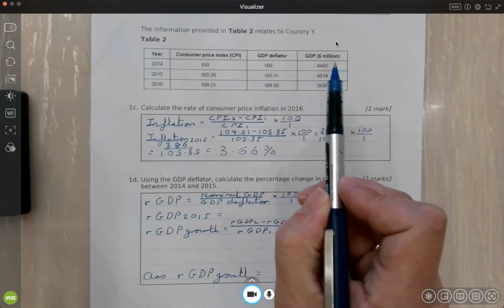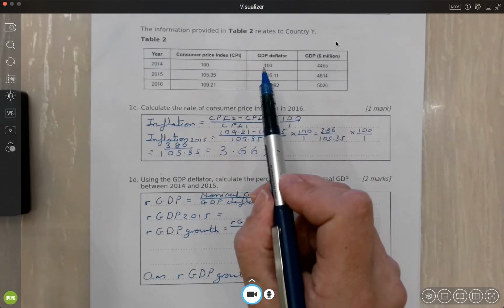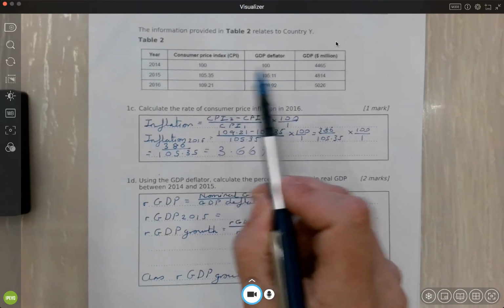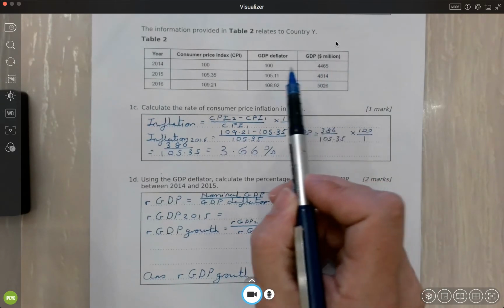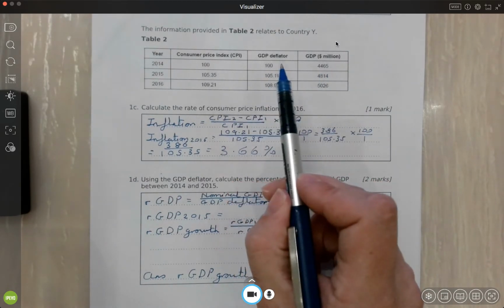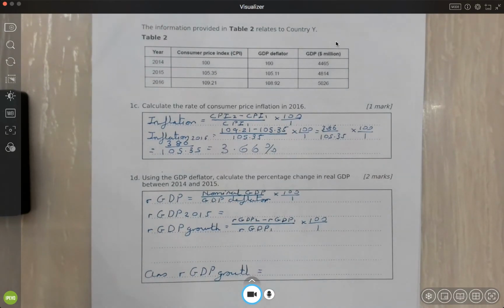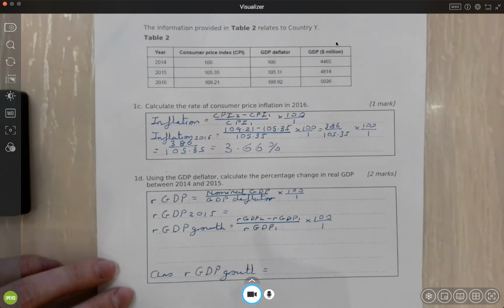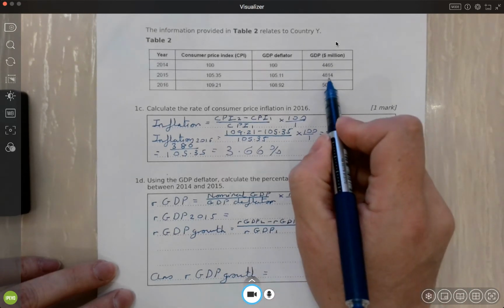So real equals nominal when the GDP deflator is 100 or the CPI is 100. Okay, so we don't need to calculate, because real is the same as nominal when the indices that are used to measure inflation, like the GDP deflator or the consumer price index, are 100. So what we do need to work out, however, is the real GDP for 2015. Well, the way you calculate real GDP is nominal GDP divided by the GDP deflator for that year multiplied by 100 over 1. Well, nominal GDP in 2015 is 4814.